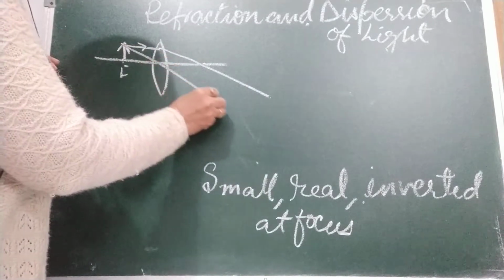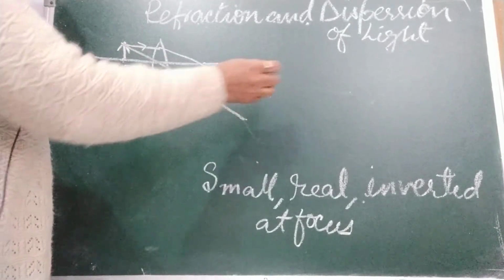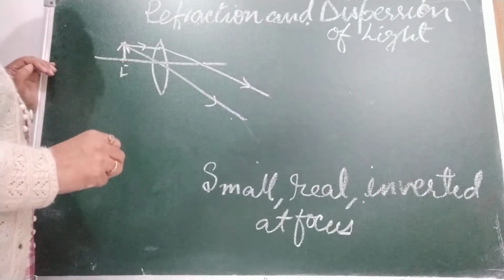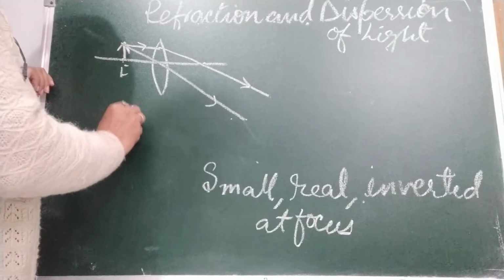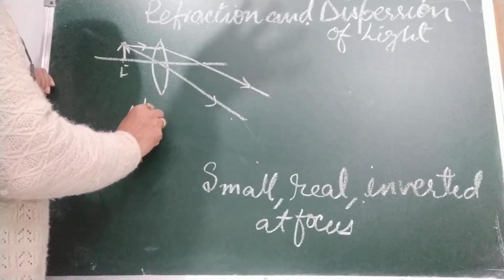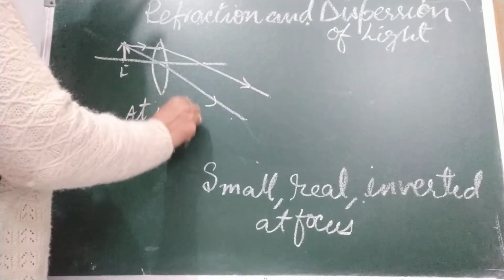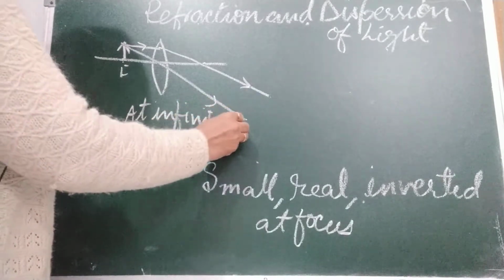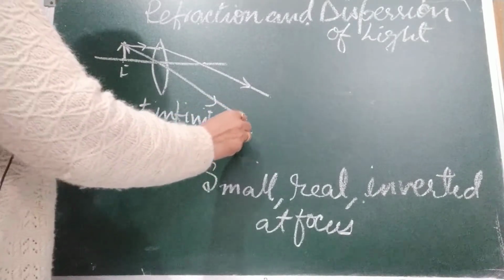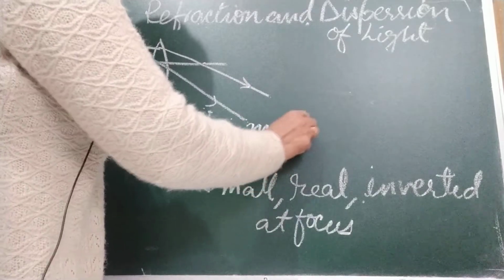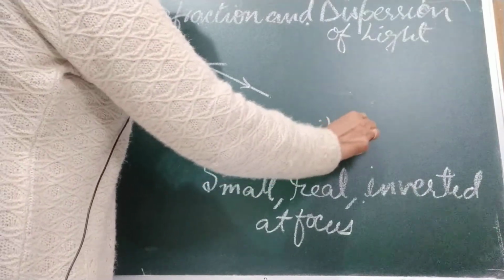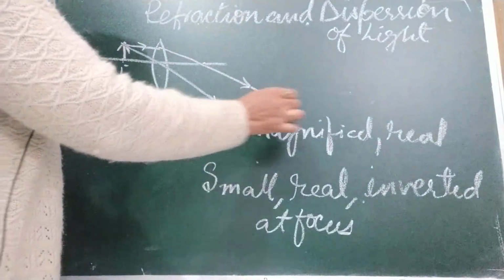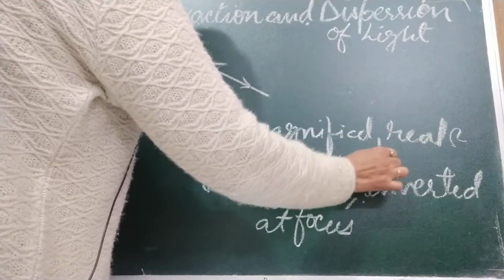Second, from the optical center, you are seeing both the arms, they are diverging, which means the image would be formed at infinity, opposite of that. At infinity, very big. Magnified means very large. Real and inverted, because on this side it is forming real and inverted.